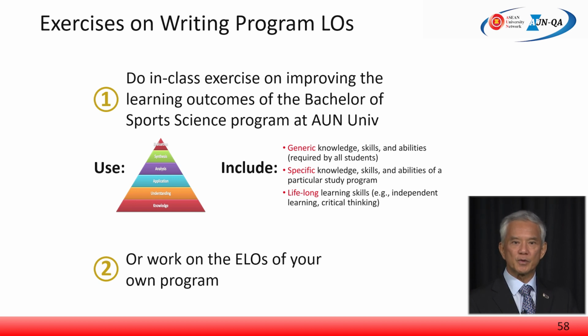For the last part of this module, we will have an exercise on writing learning outcomes. A fictitious program outline has been created. This is the Bachelor of Sports Science at the AUN University. This is an undergraduate degree. The program aims to breed sports scientists and practitioners, to breed leaders, decision makers, and excellent communicators in sports science.